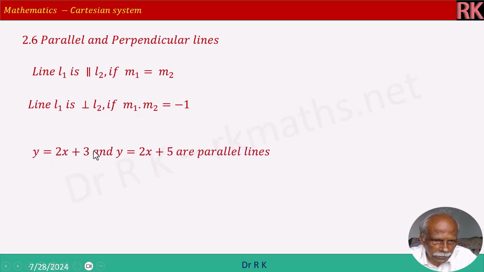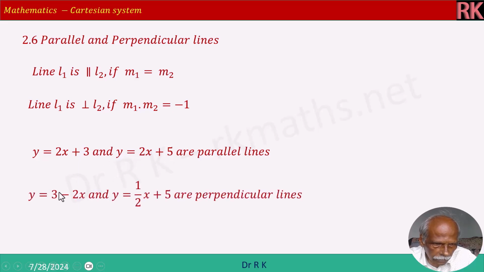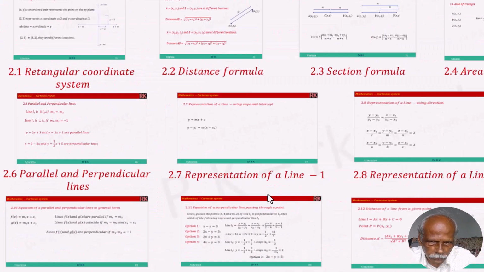y is equal to 2x plus 3 and y is equal to 2x plus 5 are parallel lines. Please note, c1 is not equal to c2, 3 is not equal to 5. y is equal to 3 minus 2x and y is equal to 1 by 2 x plus 5 are perpendicular lines because minus 2 into plus 1 by 2 is minus 1.